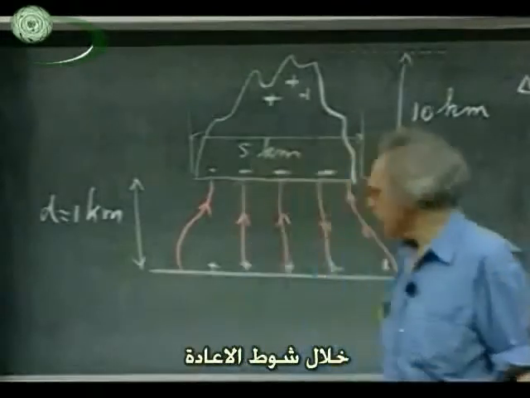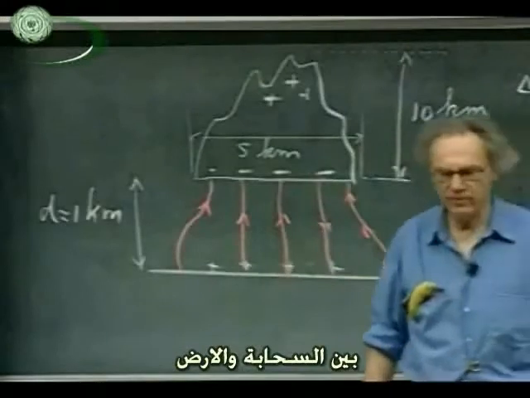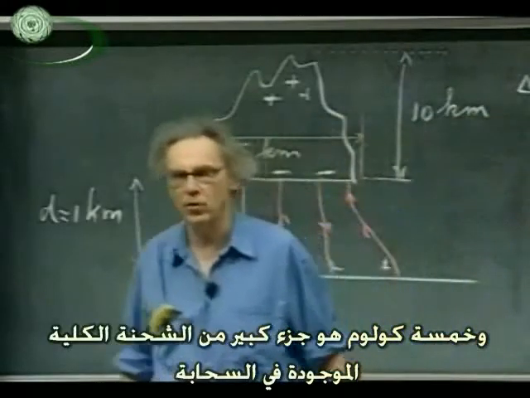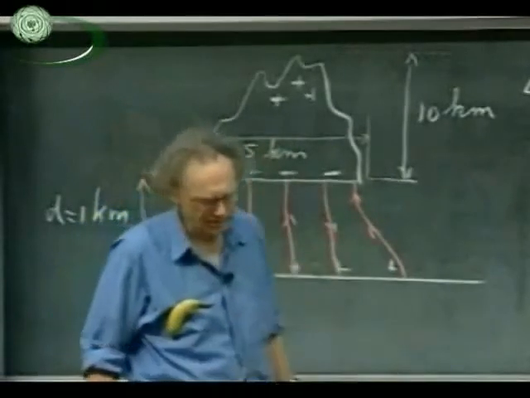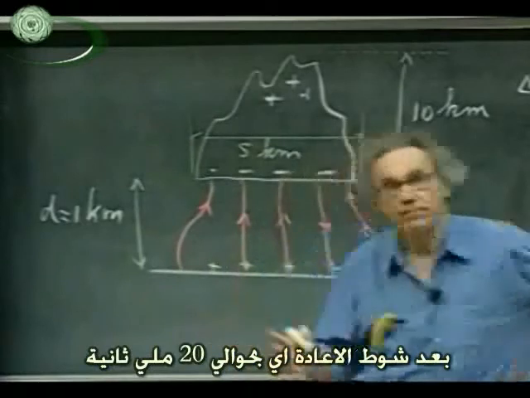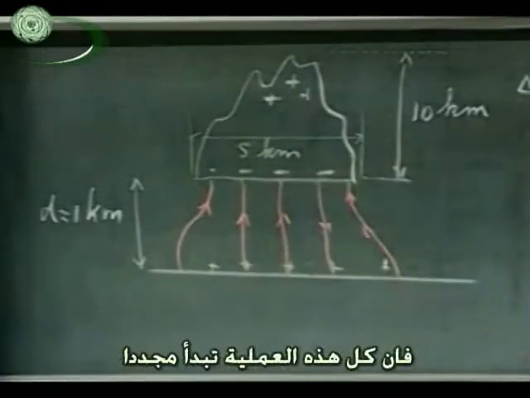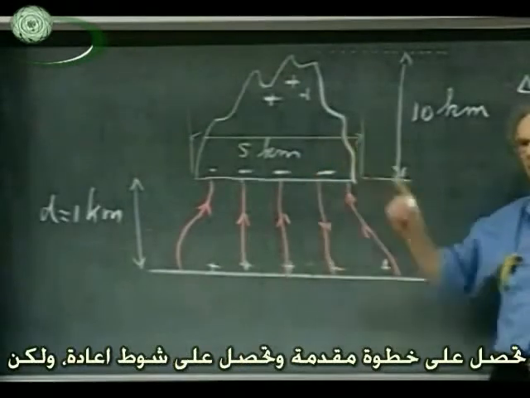During the return stroke, there is about 5 coulombs exchanged between the cloud and the Earth, and 5 coulombs is a sizable fraction of the total charge that was on the cloud to start with. After a return stroke, maybe 20 milliseconds later, this whole process can start again. You can get a step leader, and you can get the return stroke.